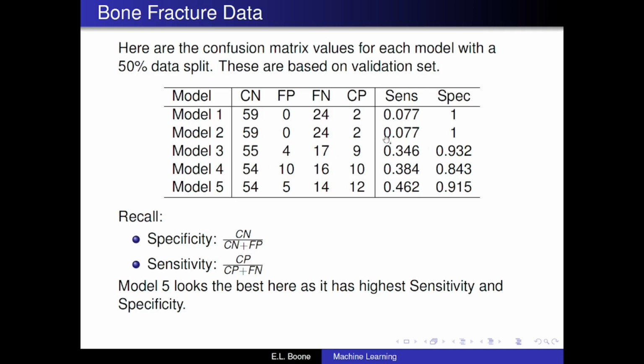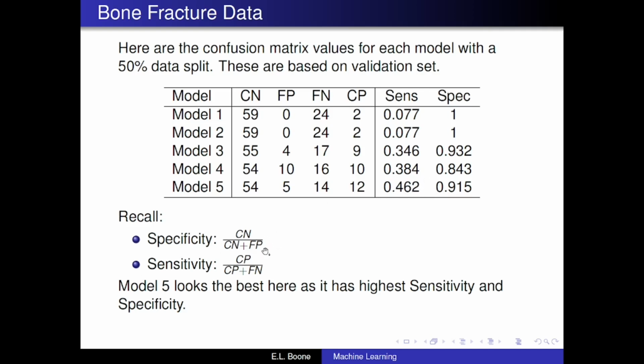Model 3, we ended up with a sensitivity of 0.346 and a specificity of 0.932. Model 4, we have a sensitivity of 0.38 and a specificity of 0.843. And for Model 5, we have a sensitivity of 0.462 and a specificity of 0.915. None of these look very good, especially since the sensitivity is so low.